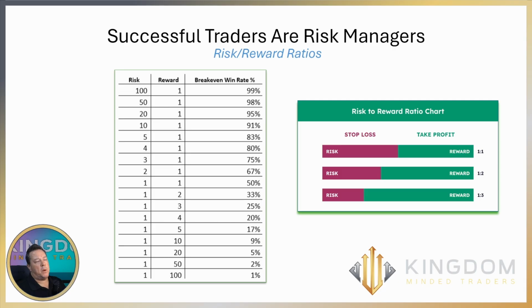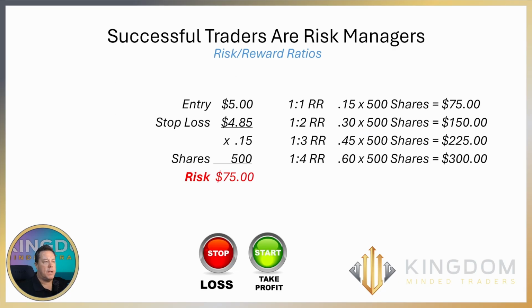So if we look at our risk to reward, if we have an entry, again, we're going to use the same numbers at $5 and we set our stop loss at $4.85, and we know that it's at 15 cents. So we're going to lose 15 cents on 500 shares. Our risk in this trade is again $75. Now let's apply that to the risk to reward ratio.